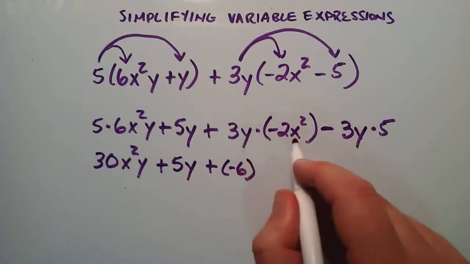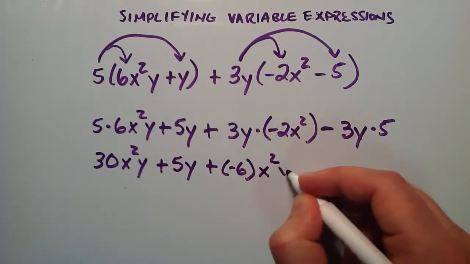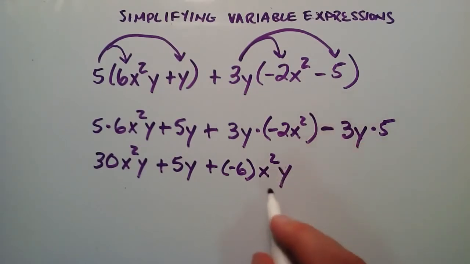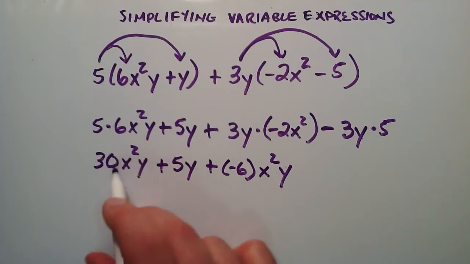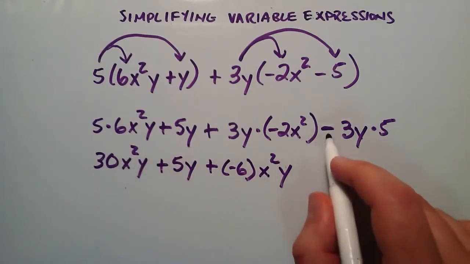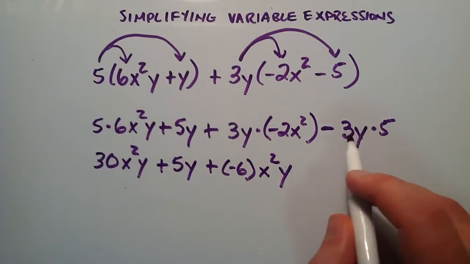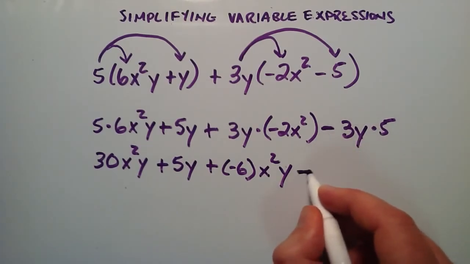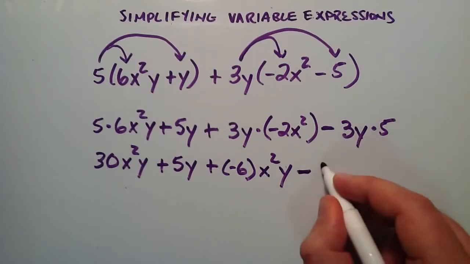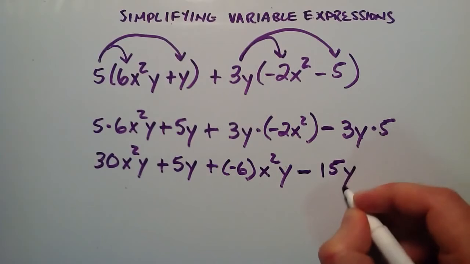Now we can write these in any order. So we're going to go ahead and just write the x squared first and then the y. The reason I'm doing that is I'd like this term to match the first one so that we can combine them a little bit later. So now we have this last term here, and this last term is a 3 times a 5. We're going to put the subtraction sign here, and then 3 times 5 is 15. And then we put our y down.